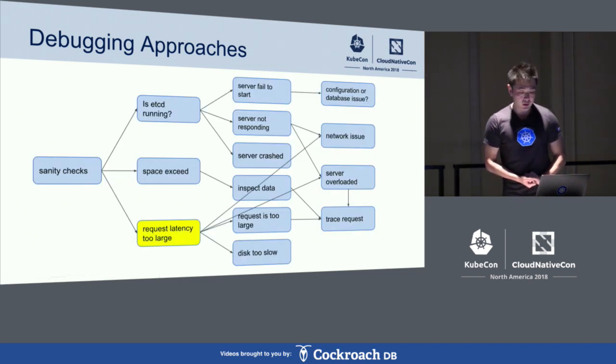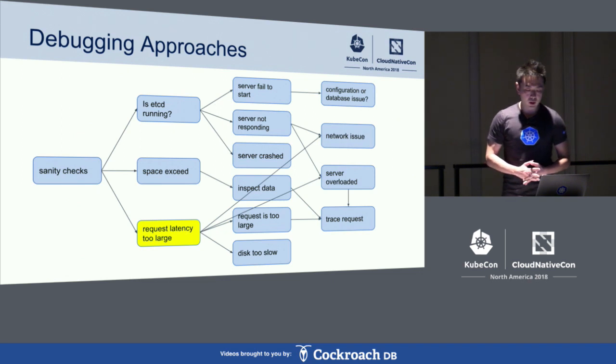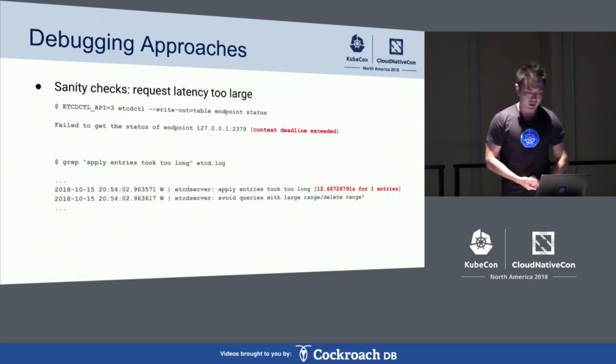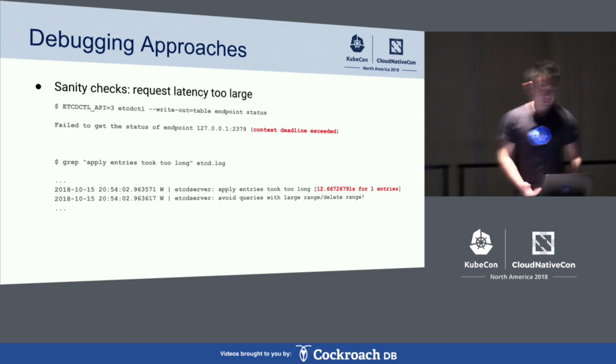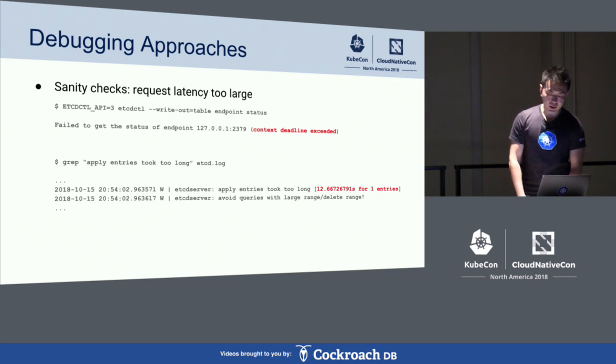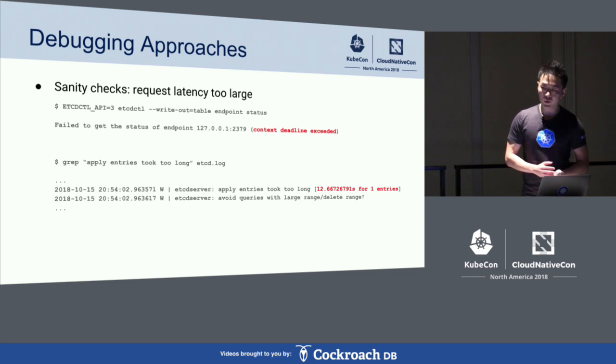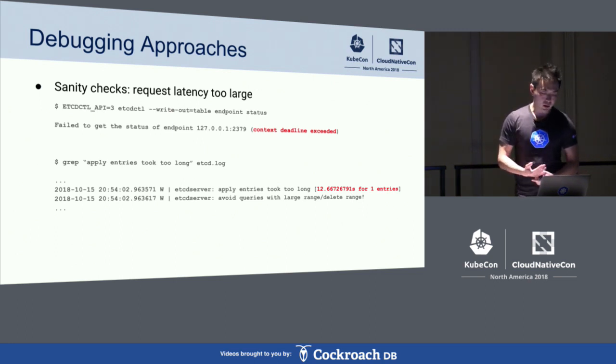Another type of sanity check I usually do is to see if there are requests taking the server too long to respond. There are a couple of ways to see that. Indirectly, using the same example, the same command, etcdctl endpoint status. In this case, what happens is that your command actually times out. There is a default of 5 seconds timeout for each of these commands. In this case, the server is not responding to you in time, so your command times out.